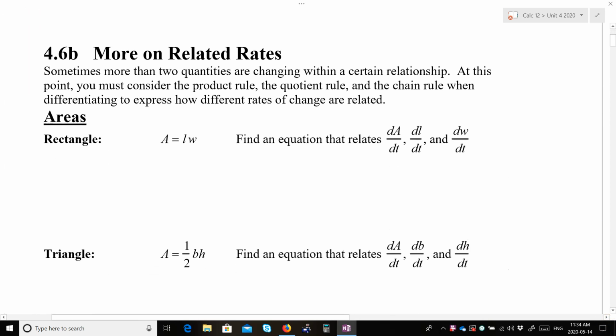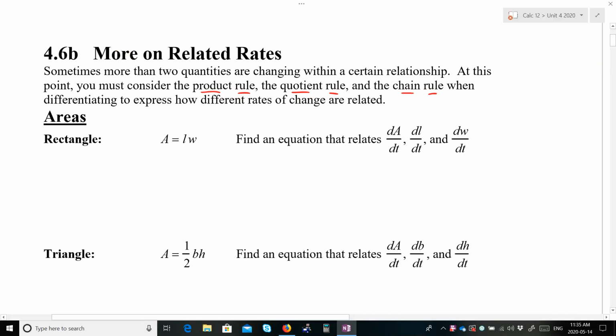Sometimes more than two quantities are changing within a certain relationship. At this point, you must consider the product rule, the quotient rule, and the chain rule when differentiating to express how different rates of change are related.